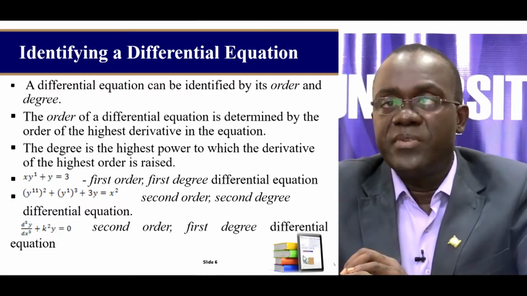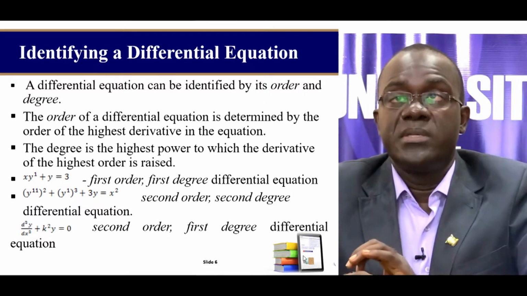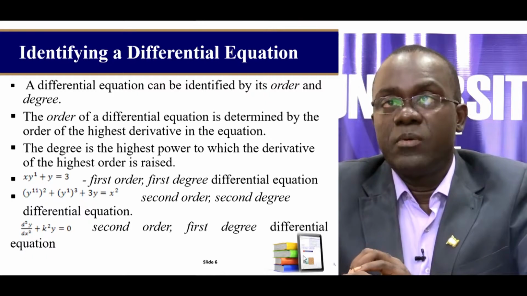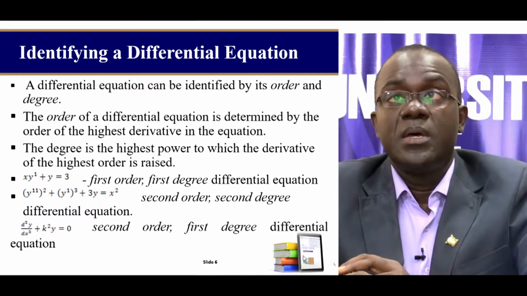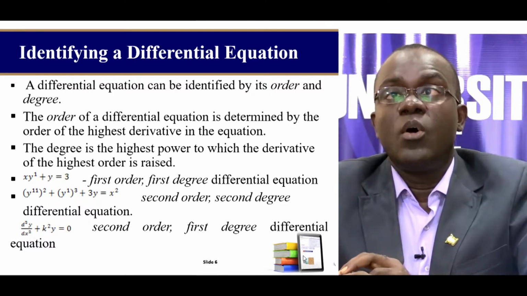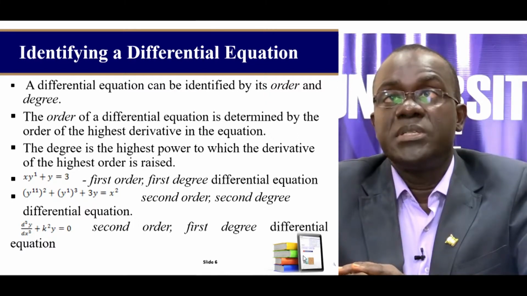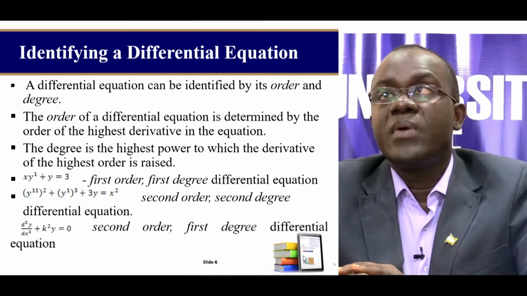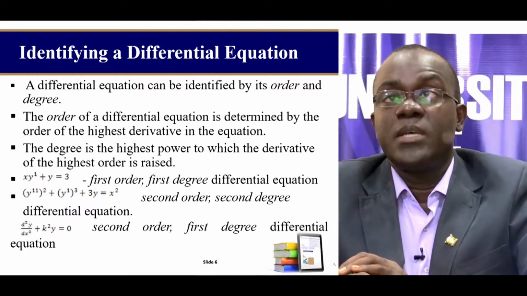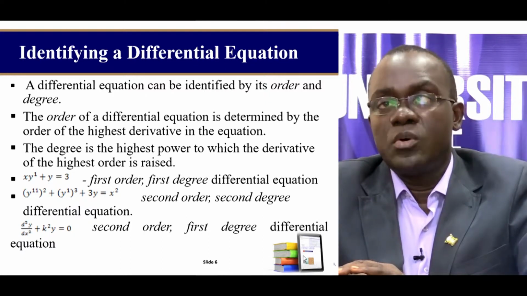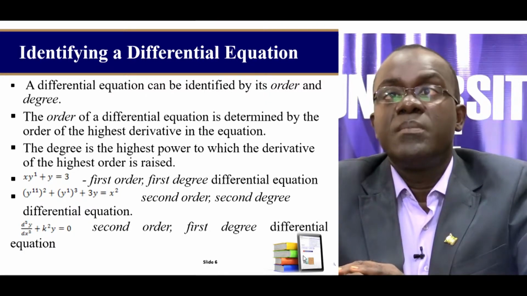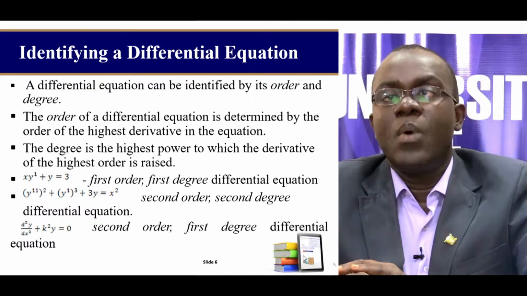Now, how do we identify differential equations? We use two things to identify a differential equation. The first one is the order, okay, which is determined by the order of the highest derivative in the equation, and then the degree, right, which is more or less the highest power to which the derivative of the highest order is raised. So if you look at this one, for example, we call this one a first order first degree differential equation because the highest order is 1 here, and it is all raised to the power 1.